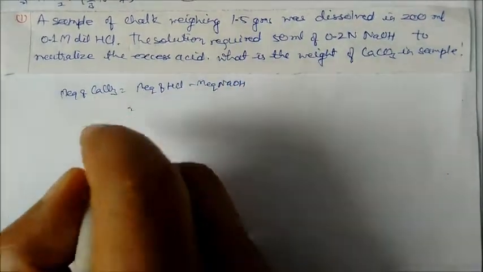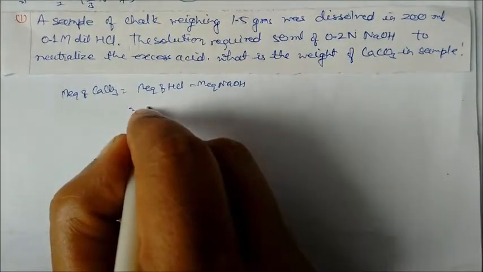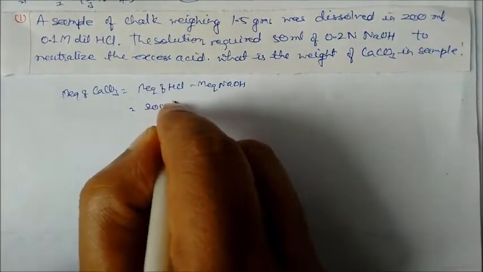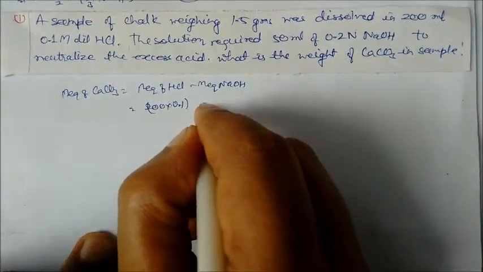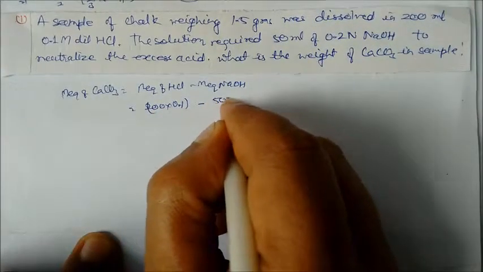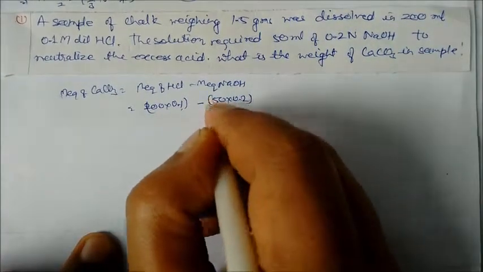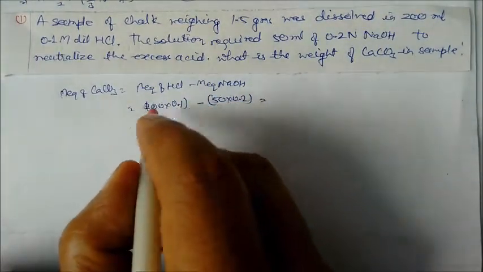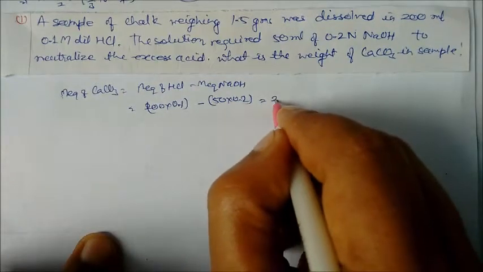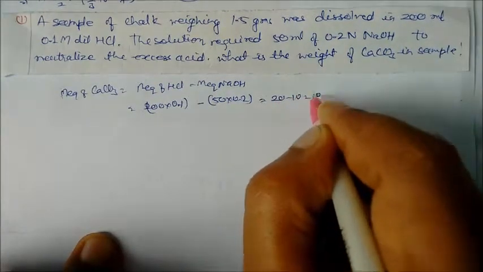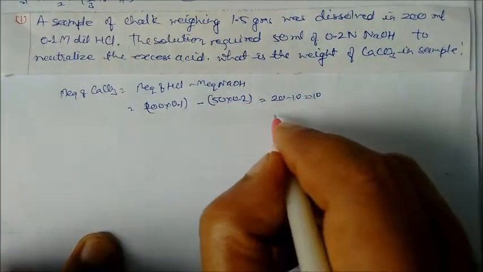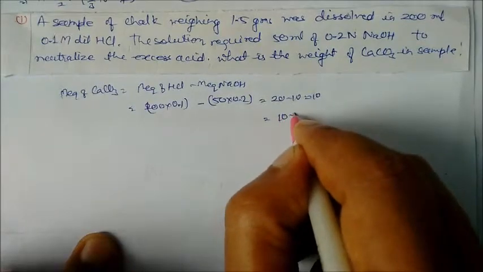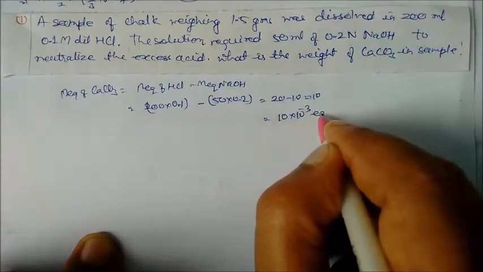So here we put in the milliequivalents. How much HCl is here? 200 into 0.1, and for the sodium hydroxide, 50 into 0.2, so we will get the answer. This will be 20 minus 10, and 20 minus 10 is 10. Or we can write 10 into 10 power minus 3 equivalent.